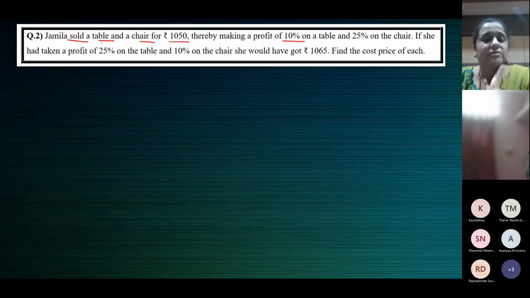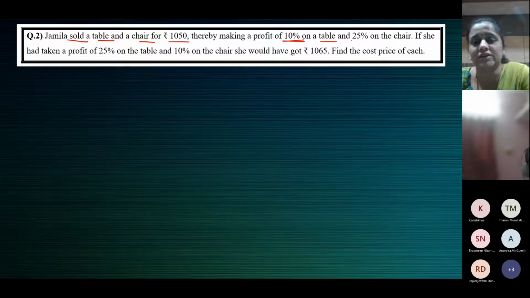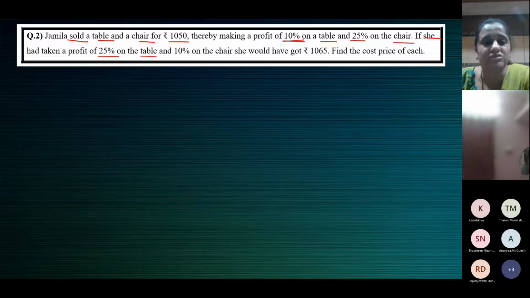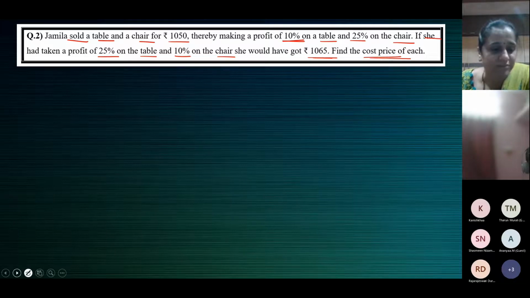All right. So Jamila sold a table and a chair for 1,050, thereby making a profit of 10% on the table and 25% on the chair. If the profits were exchanged, 25% on the table and 10% on the chair, she would have got 1,065. Find the cost price of each. So let me just tell you how to find the selling price here.